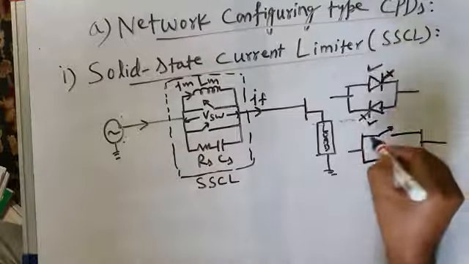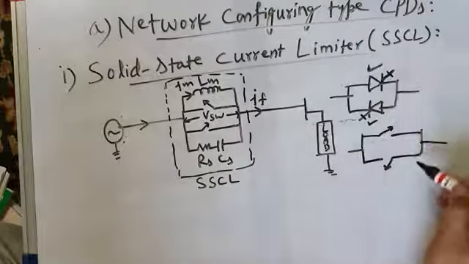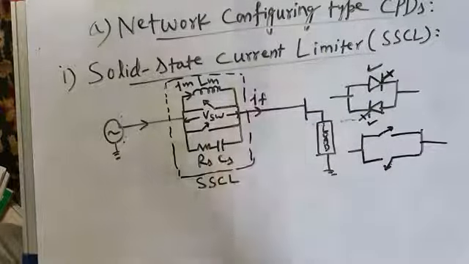When this switch is on, current flows in this direction, it is represented by this. And when this switch is on, current flows in this direction, that's what I am showing. And what are this RS and CS? It is the snubber circuit.